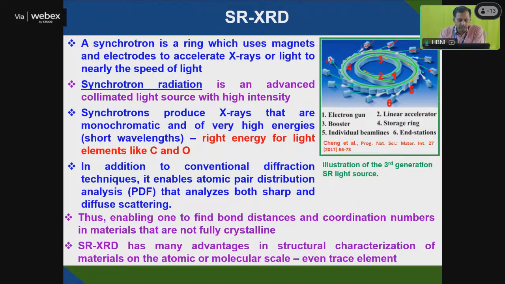Synchrotron radiation is mainly highly collimated light with high intensity. Synchrotron produces X-rays that are monochromatic and very highly energetic, meaning very short wavelengths, and the right energy for light elements like carbon and oxygen. Those light elements that we are not able to detect with powder XRD can also be detected, so carbon and oxygen information can be obtained by synchrotron XRD.